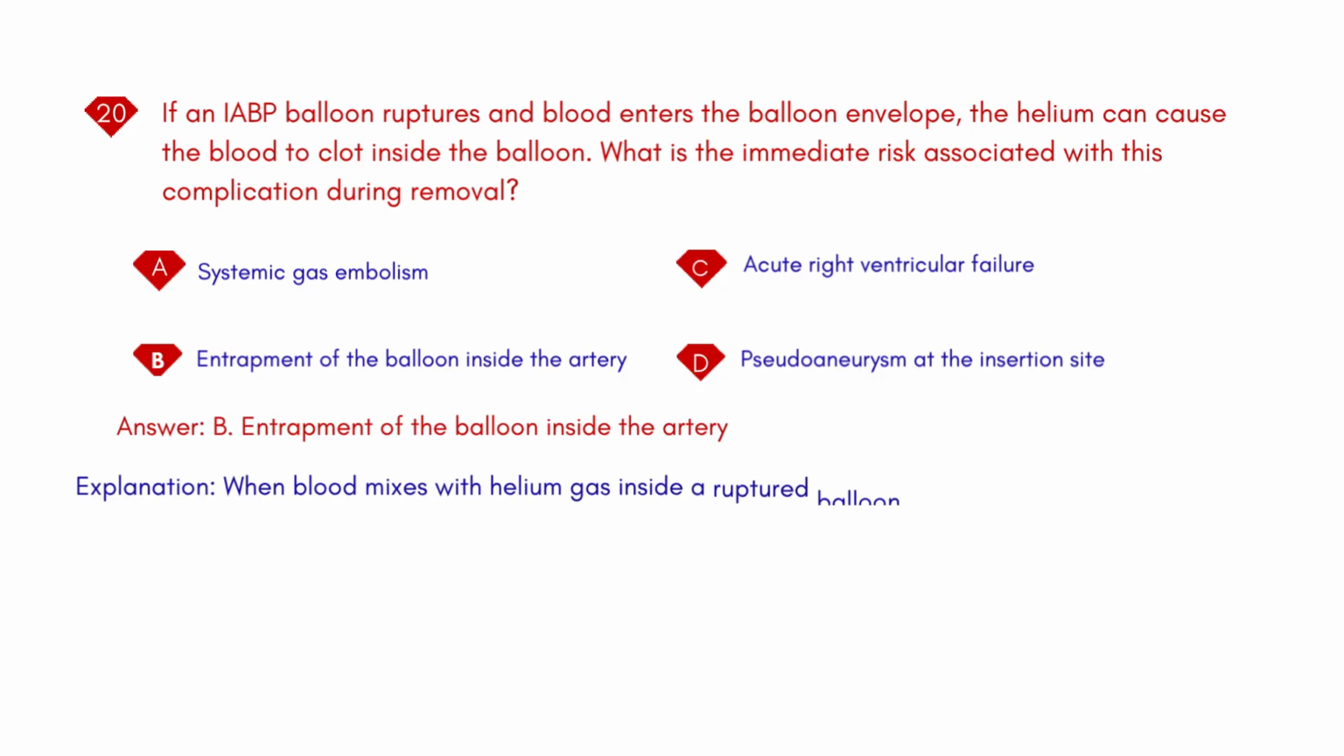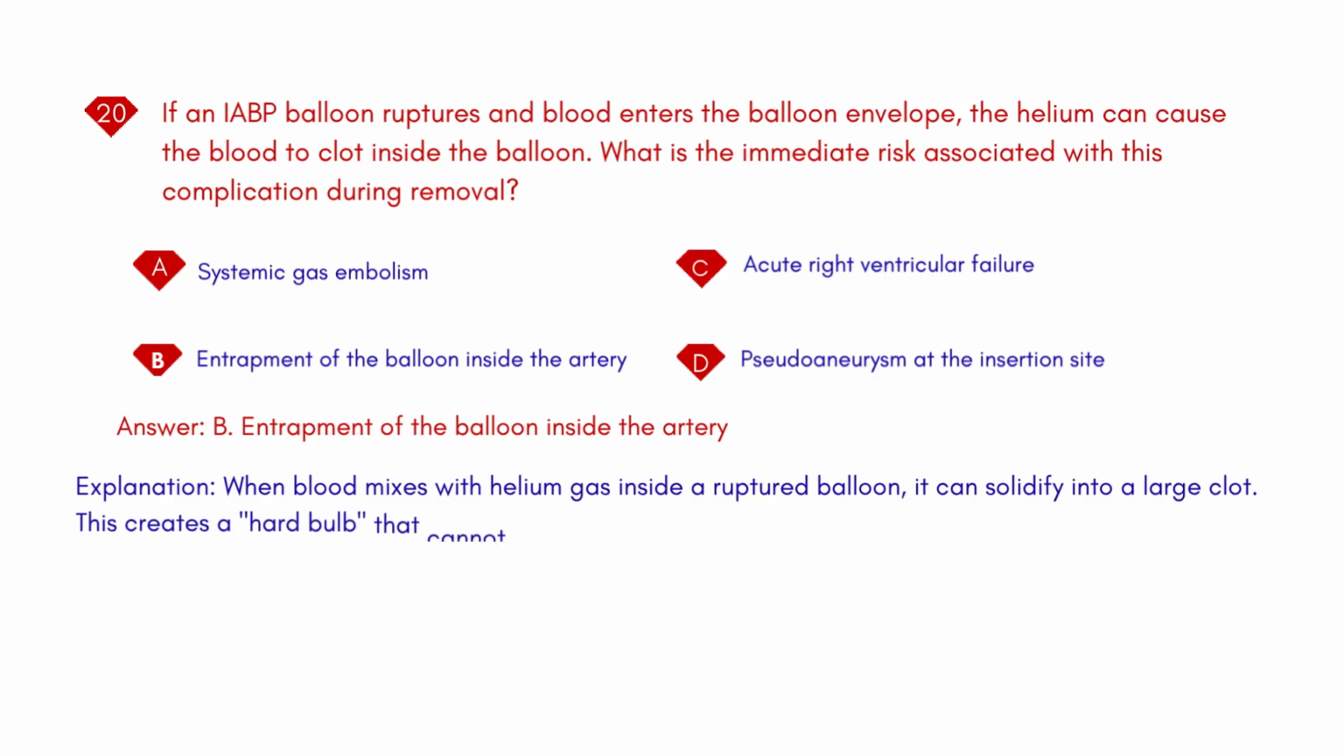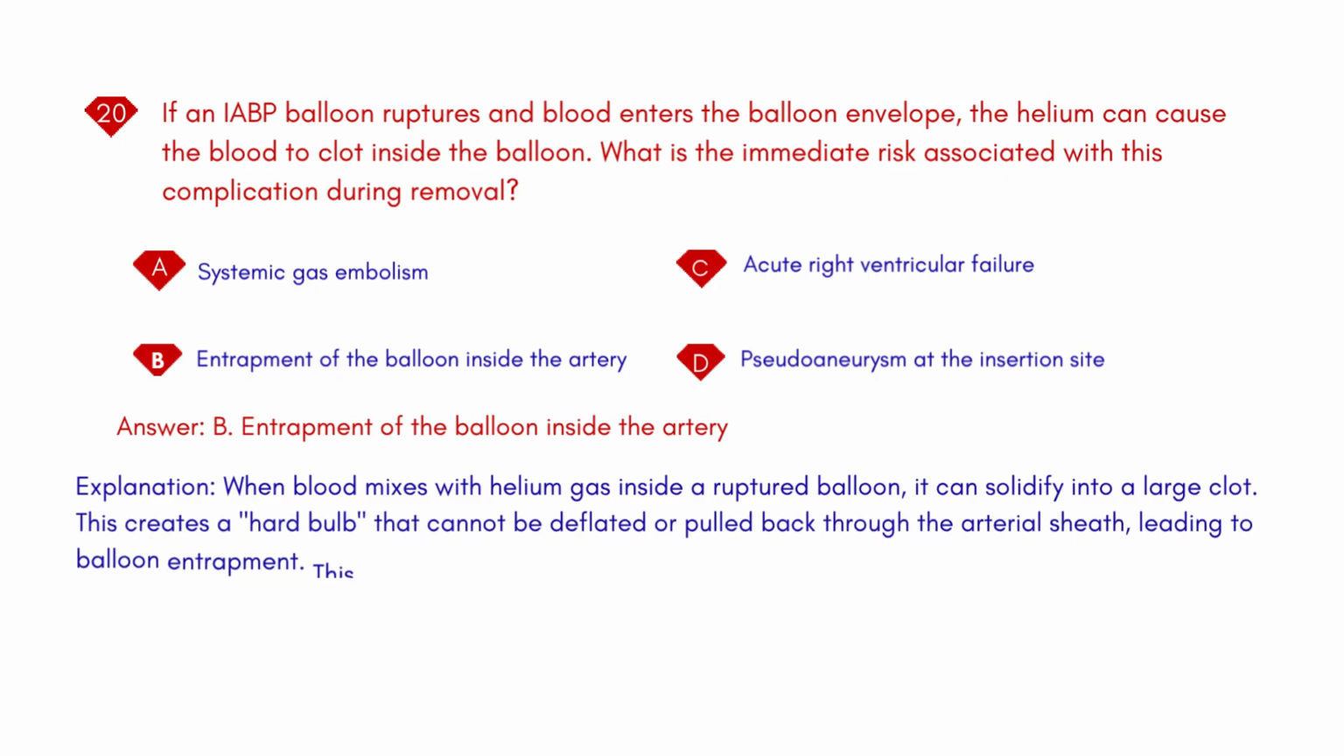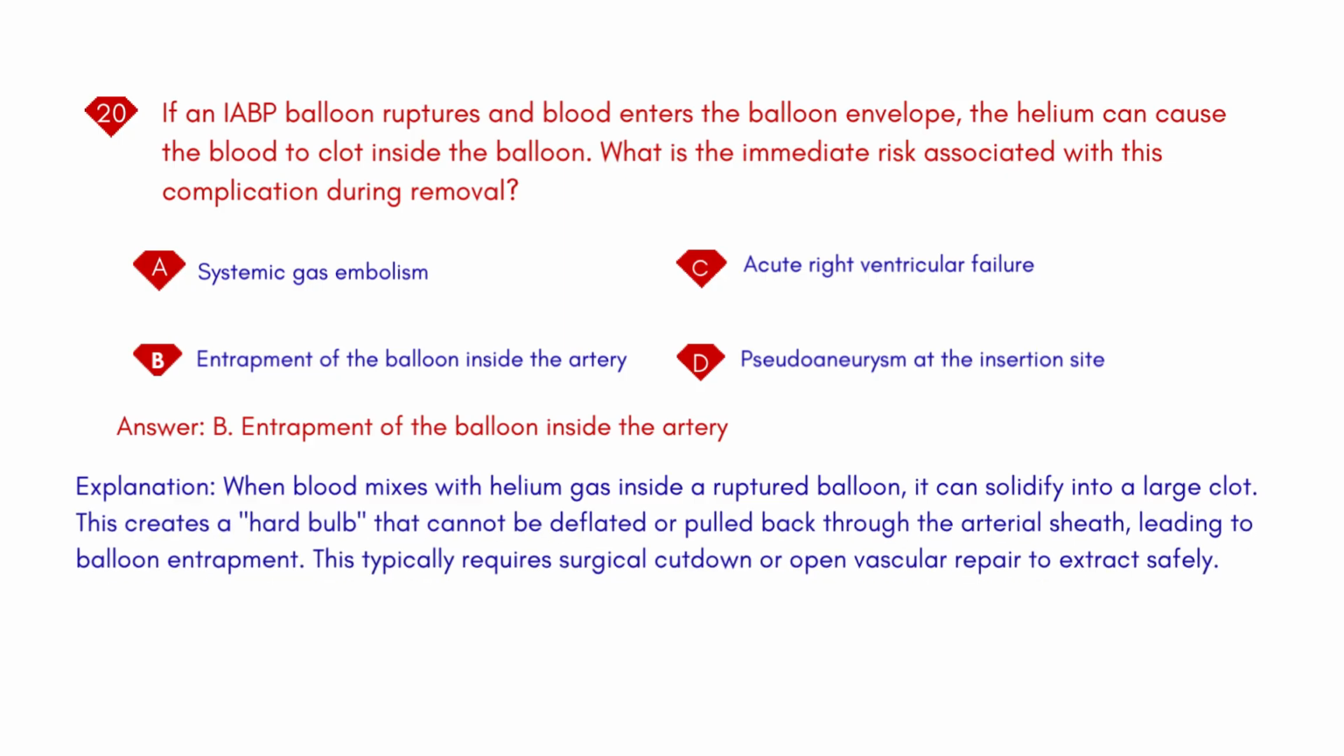Explanation: when blood mixes with helium gas inside a ruptured balloon, it can solidify into a large clot. This creates a hard bulb that cannot be deflated or pulled back through the arterial sheath, leading to balloon entrapment. This typically requires surgical cut-down or open vascular repair to extract safely.